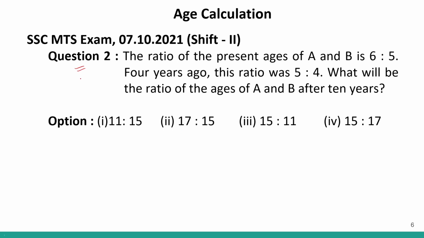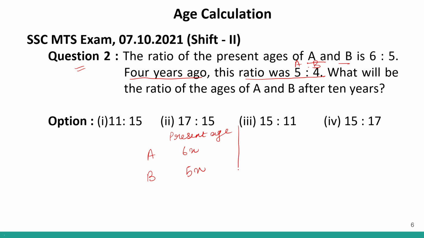Question number 2. The ratio of the present age of A and B is 6 is to 5. So, if I talk about present age, I can say the present age of A is 6x and the present age of B is 5x. Correct? Now, 4 years ago, the ratio was 5 is to 4. That means the ratio of age of A is to B, 4 years ago, was 5 is to 4.